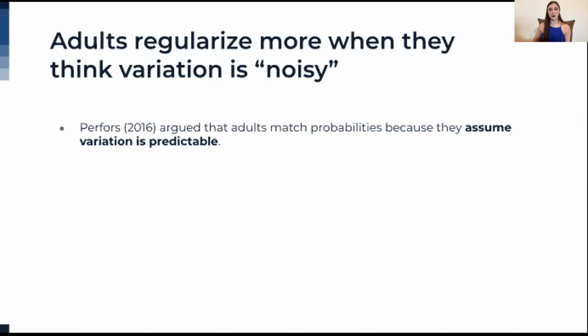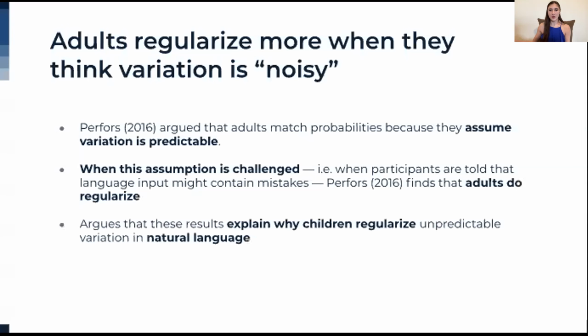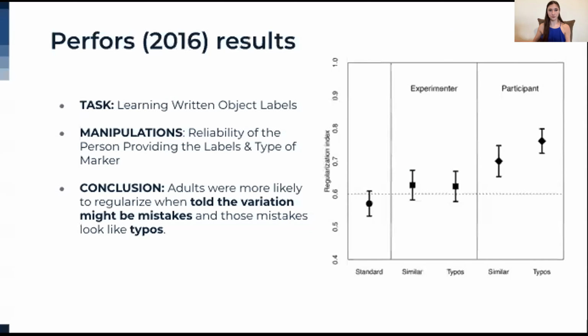noisy. Perfors argued that adults match probabilities because they assume variation is predictable. When this assumption is challenged, or when participants are told that language input might contain mistakes, Perfors found that adults do regularize. They argue that these results explain why children regularize unpredictable variation in natural language.